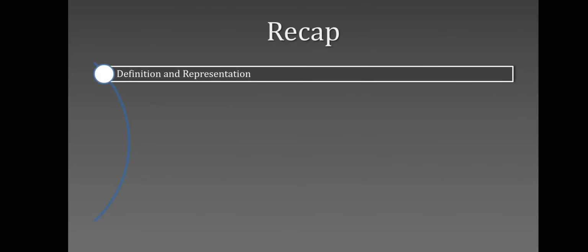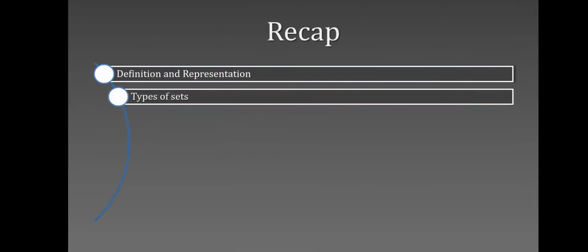In the first class, we have talked about the definition and representation of a set. What is a set? Set is a well-defined collection of objects. And representation, obviously, we have learned that there are two ways of representing a set. One is called the roster form, the other one is called the set builder form. Then we talked about the different types of sets, obviously finite, infinite, empty, non-empty, and obviously singleton.